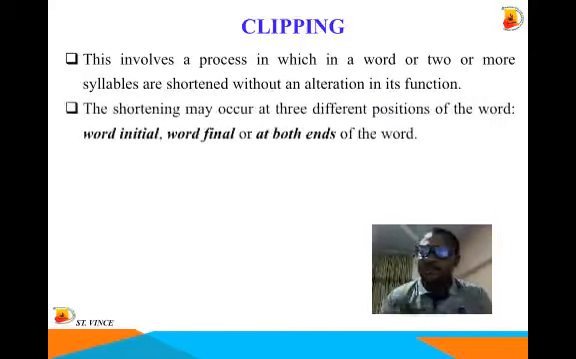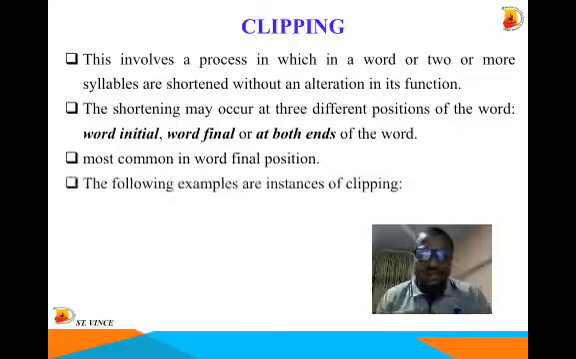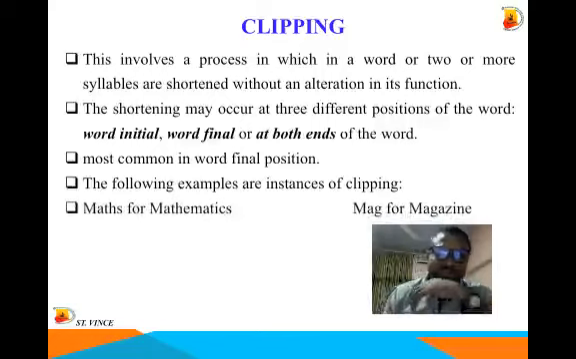Now the clipping, the removal of some morphemes, can occur either at the beginning of the word, in the middle of the word, or at both ends of the word. So you take off something from the beginning, you take off something from the end to form an entirely new word, but the word class of that word doesn't change. Now, in English, clipping is most common at the end, in the word final position. Let's look at some examples of clipping.